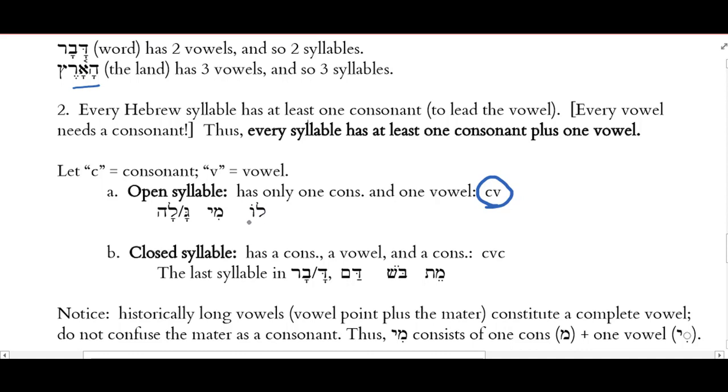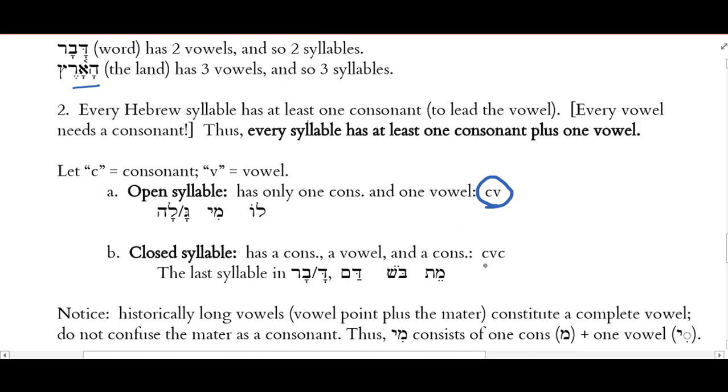I have a lamed followed by a holem vav. Remember, holem vav is a vowel. And lamed is a consonant. Me: mem, consonant, hiriq yod, historically long vowel. One consonant, one vowel. Ga: gimel, kametz is one consonant and one vowel. This is an open syllable. The next syllable is la, a lamed consonant followed by a kametz hey. Remember, kametz hey is one historically long vowel. The hey is not a consonant, and so this is also an open syllable as well.